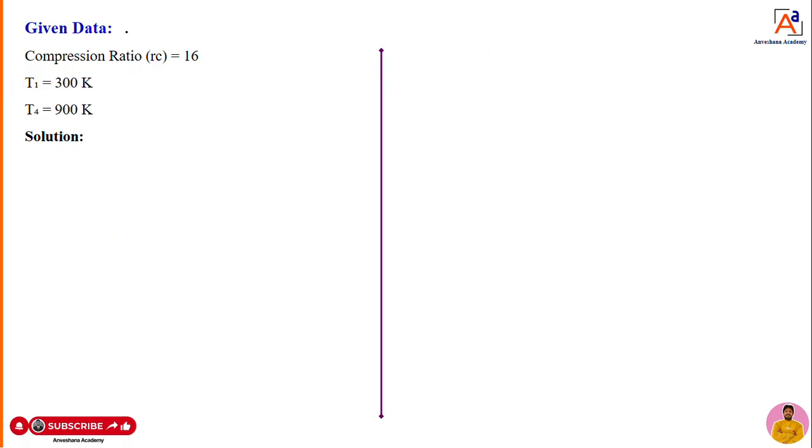Okay, first step is what? I need to list out the given data that I have listed here now. What all things has he given? He has given compression ratio is 60. The initial temperature he has given is 300 Kelvin and the final temperature he has given, that is T4, is equal to 900 Kelvin, dear students.